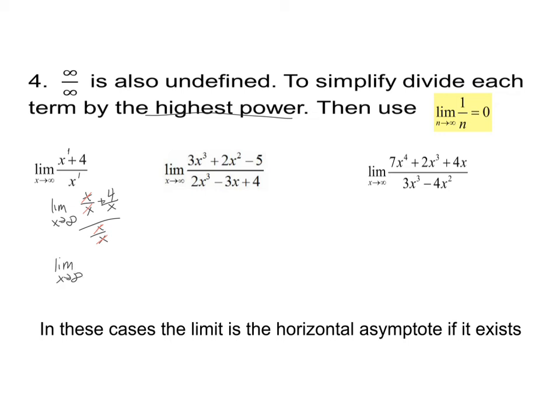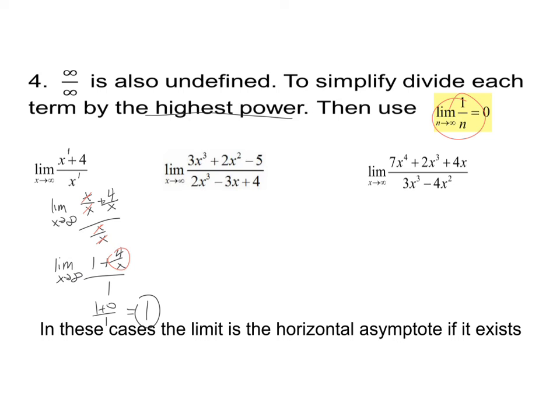So this whole equation would simplify to be 1 plus 4 over x, over 1. And now we can use this limit idea. The 4 over x part is just going to become a 0, right? Because that's using our limit law. So we end up just getting 1 plus 0 over 1, which would be 1 over 1, which just gives us 1. So in this case, our limit as x approaches infinity is 1.